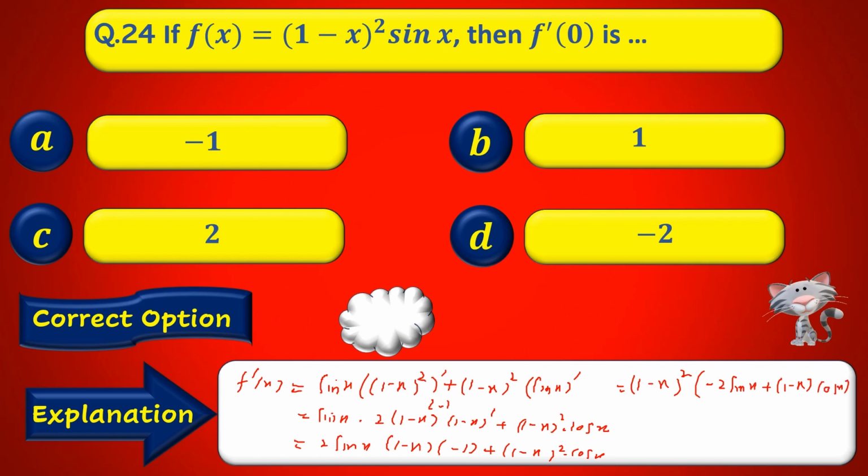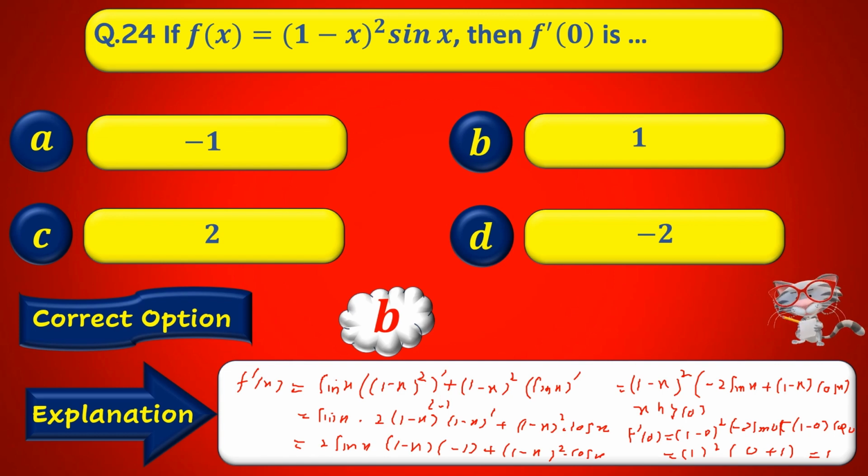Now we replace x by 0 and f dash 0 will be equal to 1 minus 0 into minus 2 sine of 0 plus 1 minus 0 into cos of 0, and cos of 0 is 1. Sine of 0 is 0, and it becomes 0 plus 1, and the answer is 1. So the correct option is option B.